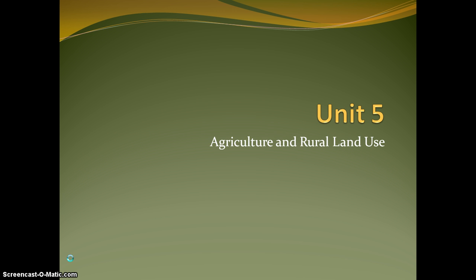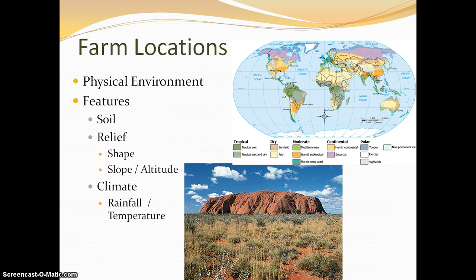We're going to continue on in Unit 5, Agriculture and Rural Land Use. So what we've been discussing for the last several videos is different types of agricultural practices, talking about subsistence and commercial forms of agriculture. Today we're going to get on a little bit more practical level and talk about farm locations. Why are certain farms found in certain spots of the world?